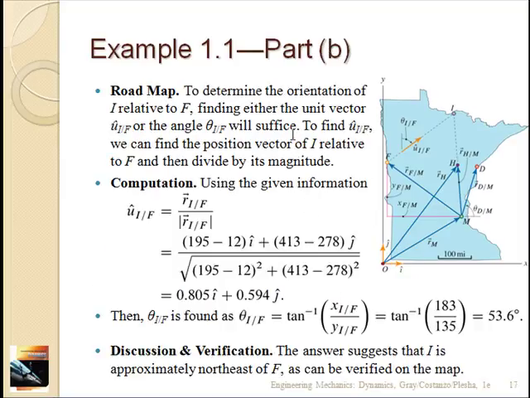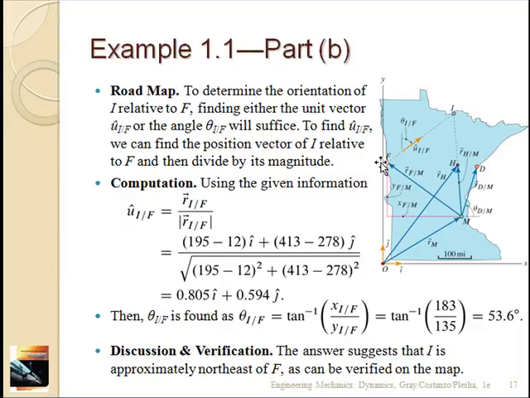Part B is determine the orientation of I relative to F. So I is up here, F is here, so there's a vector from F to I. You know, again, we want the x and y components of that vector. If we just want the orientation, all we need is the angle of that relative vector to the x-axis. So we can write down that the unit vector is the r vector divided by the magnitude of r. And the r vector is the difference in x between I and F, 195 minus 12.